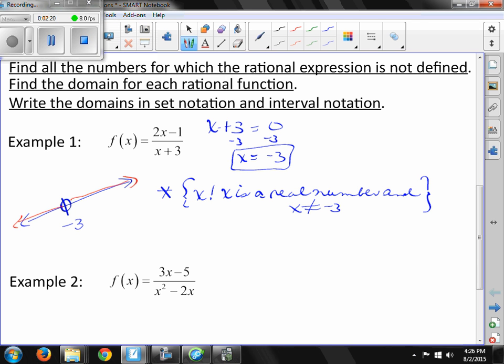Now we're used to putting a parenthesis when a point is not included. This is negative infinity over here. This is positive infinity over here. So written as an interval, we have what's on the left of negative 3, which would be negative infinity to negative 3, and we have what's on the right of negative 3, which would be negative 3 to positive infinity, written as an interval. This is the set builder notation. This is the interval notation.